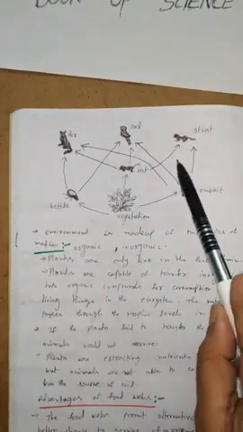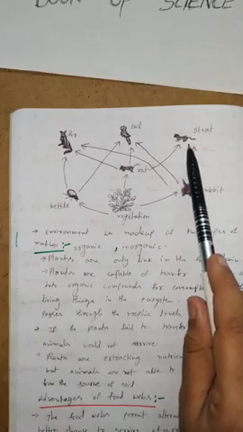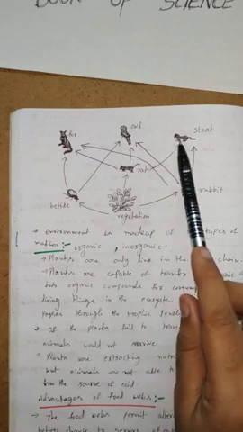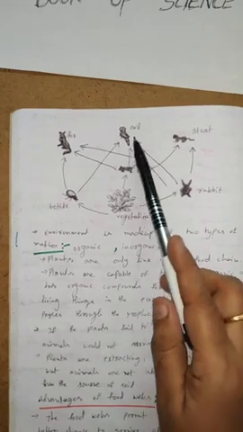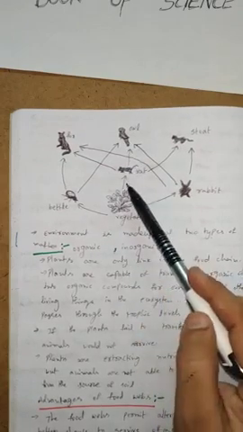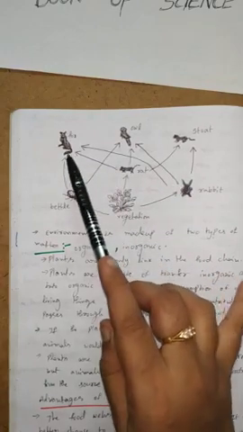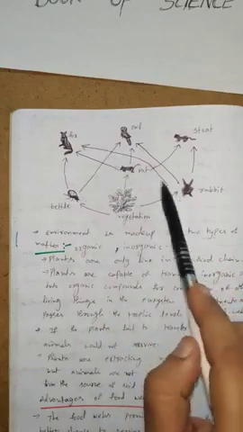Here there are some differences. The stoat also eats rat. Here the owl eats beetle, rat, rabbit. So here the fox also eats beetle, rat, rabbit.